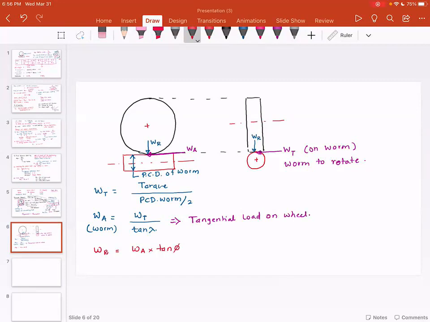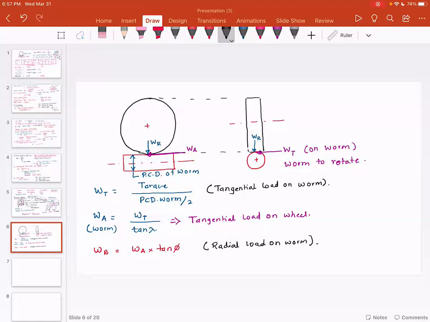This is the tangential load. Now please note, this tangential load is the tangential load on the worm. This is the radial load on the worm. So as you can see, worm and wheel have this sort of interchangeable relationship. So if you look at the axial load on the worm, the axial load on the worm is actually causing the tangential load on the wheel, because this axial load on the worm is making that wheel rotate. And these things we have to take into account when we design the shaft.